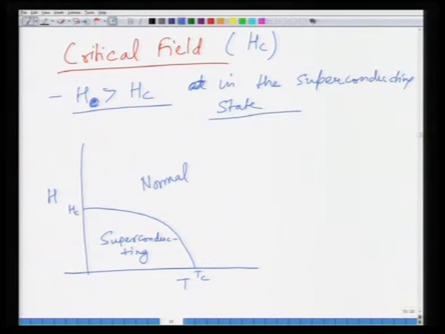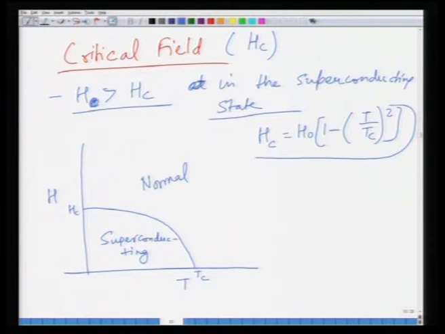So this is a correlation of Tc and Hc, and this Hc is given as H naught multiplied by 1 minus (T divided by Tc) squared. This is the relation which relates Hc and Tc in the parabolic form, and this is true for what we call a type 1 superconductor. In case of a type 2 superconductor, there is a slight difference. I will use a different plot, let us say.